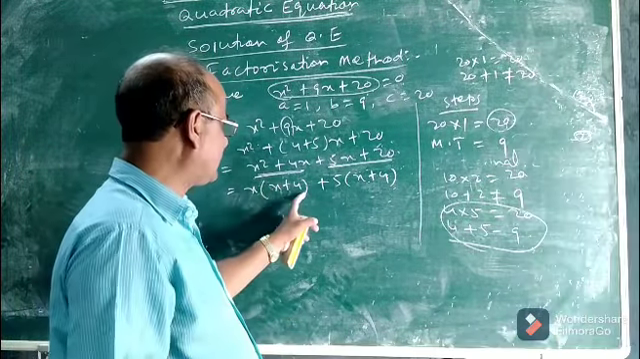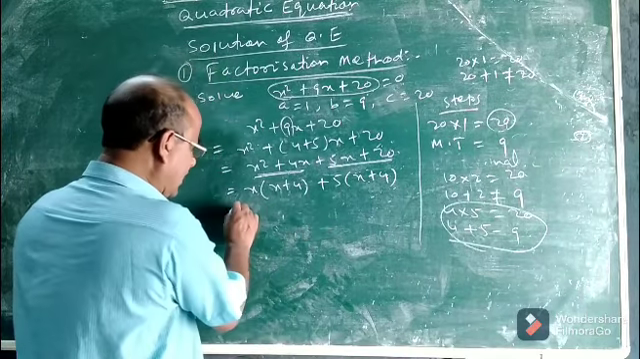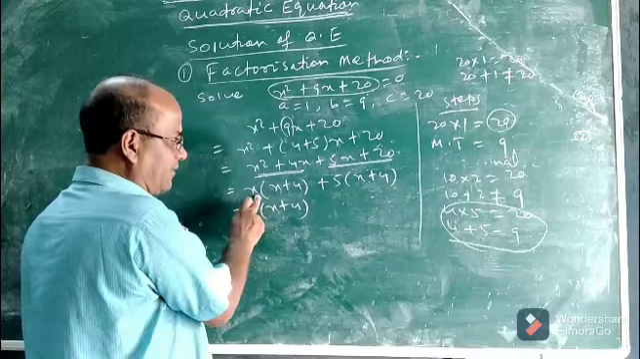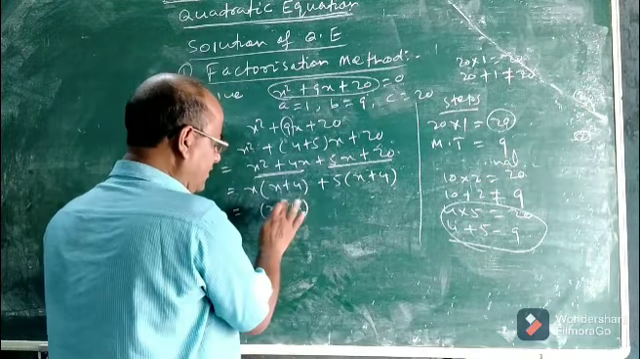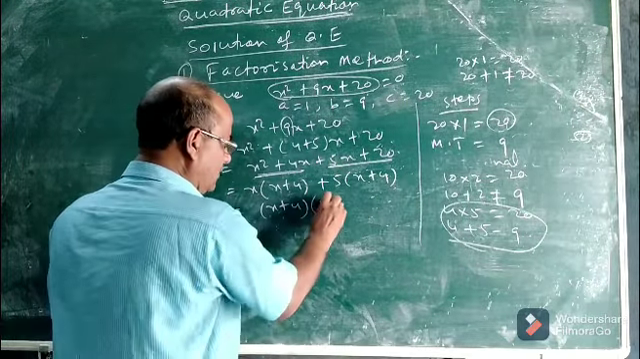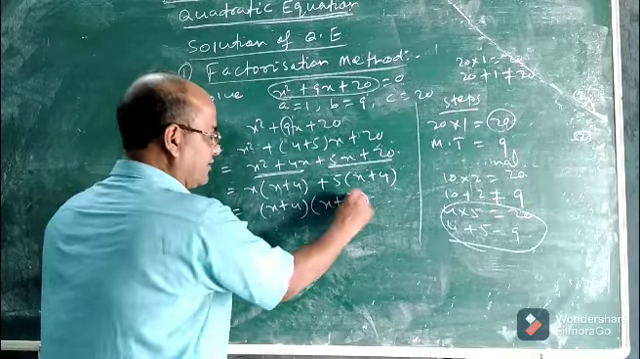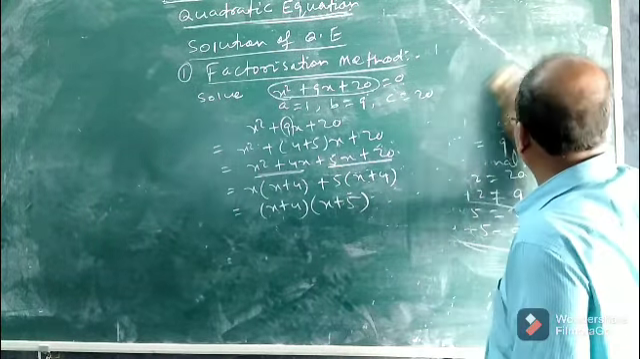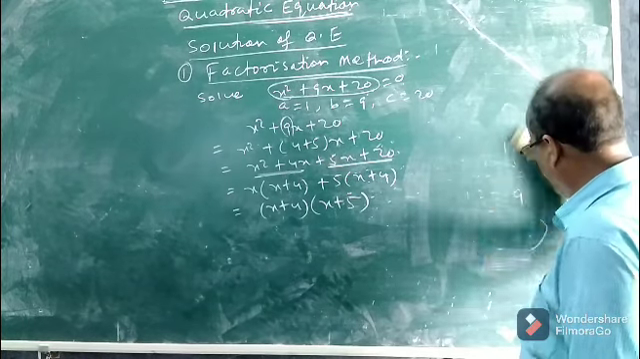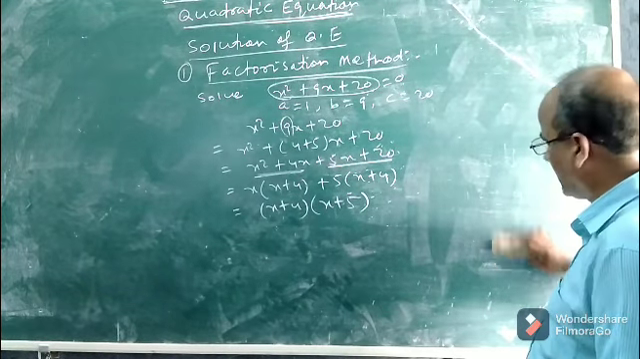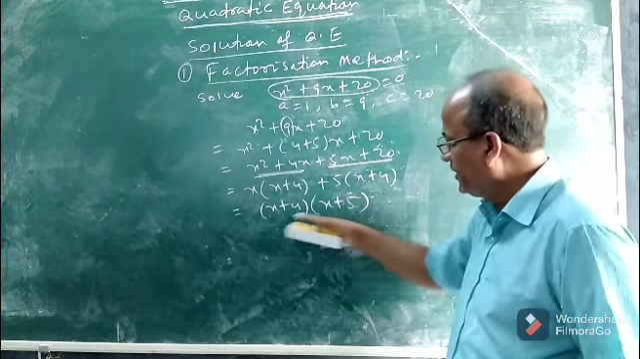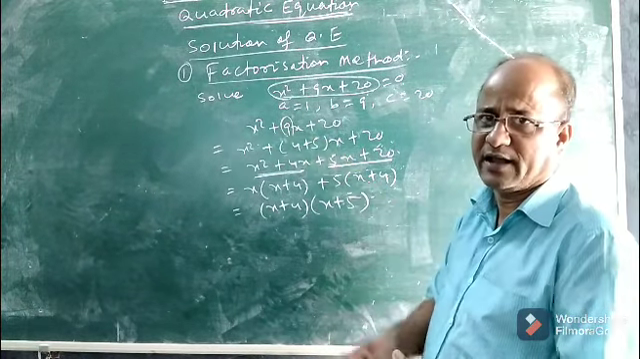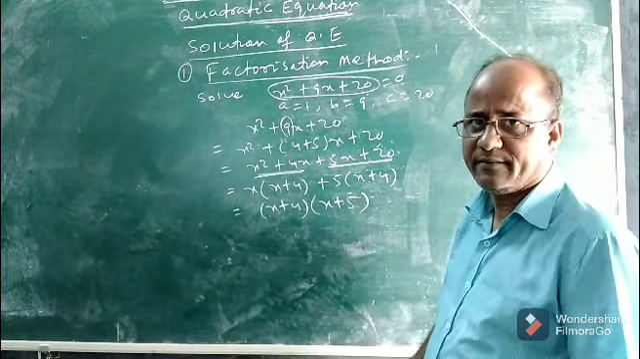So this is x into x plus 4 plus 5 into x plus 4. Now you take common x plus 4 again, because x plus 4 is multiplied by x and it is again multiplied by 5 in the second term. So this will be x plus 5. Now see, this is the complete factorization of the quadratic polynomial, and I obtained the two linear factors x plus 4 and x plus 5 by splitting the middle term, that is 9.